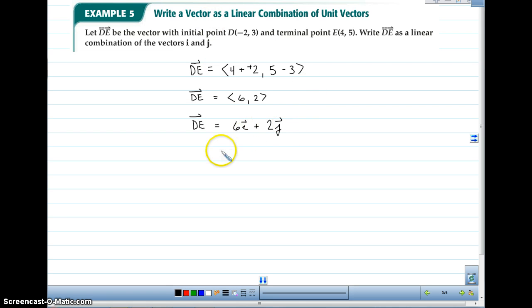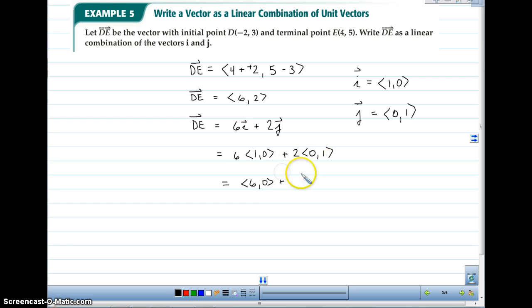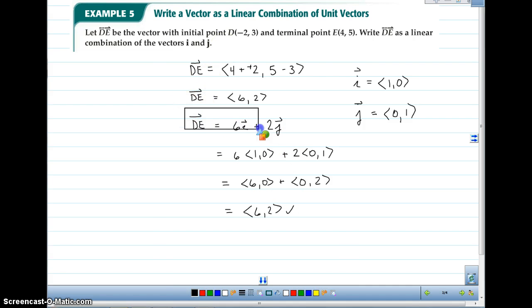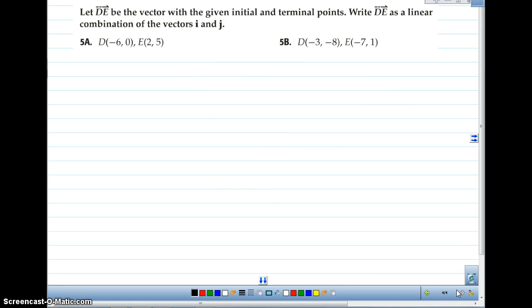If you want to, you could check your answer by replacing i and j with their unit vectors. Remember, vector i is just the unit vector 1, 0, and vector j is the unit vector 0, 1. So if I was to plug those in and multiply by the scalars 6 and 2, 6 times 1, 0, plus 2 times 0, 1. 6 times 1 is 6. 6 times 0 is 0. 2 times 0 is 0. 2 times 1 is 2. When we add these two vectors together, it goes back to the original component form we had, 6 comma 2. So this is really the same thing as our component form 6 comma 2. Okay, this is just another way of writing it. Try these two on your own.